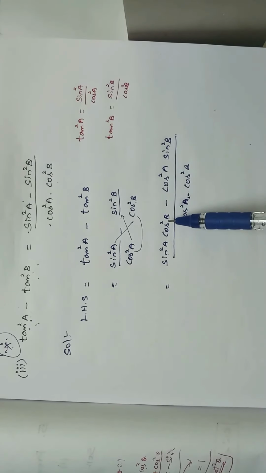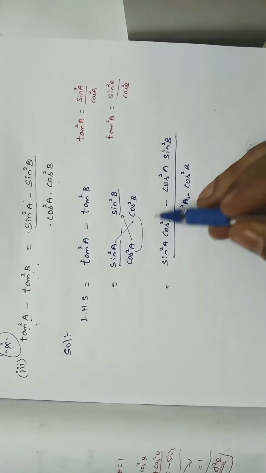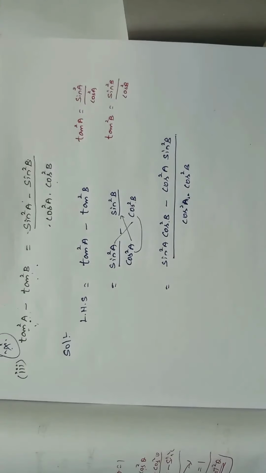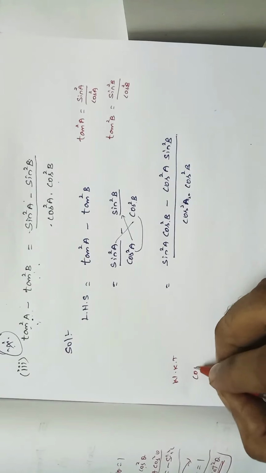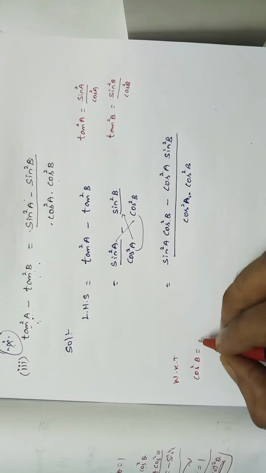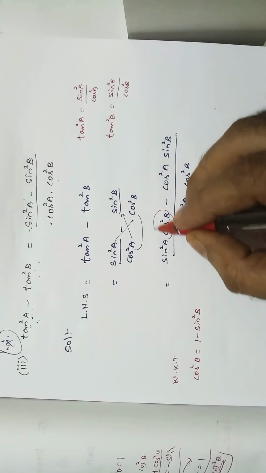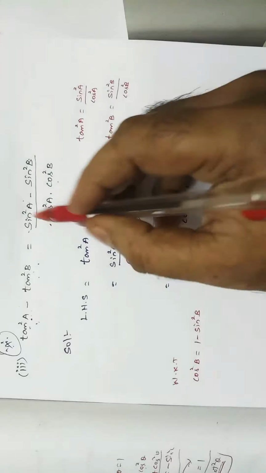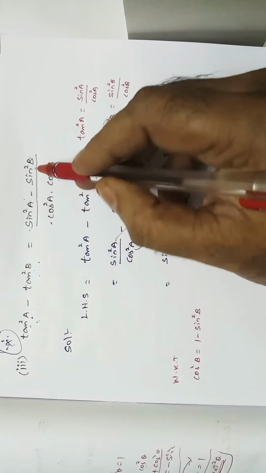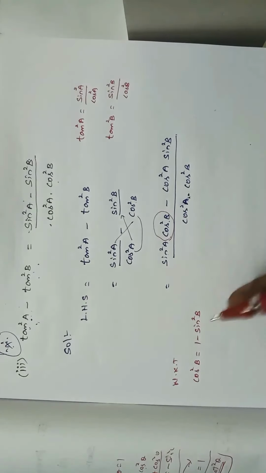So now we want to eliminate this cos square A in terms of sin, right? So what I am going to do is convert this cos in terms of sin. We know that cos square B is equal to 1 minus sin square B. So instead of cos square B, I am going to substitute 1 minus sin square B. Why am I converting? Because see the numerator in the RHS, there is no cos. So how are we going to eliminate it? Just converting in terms of sin.